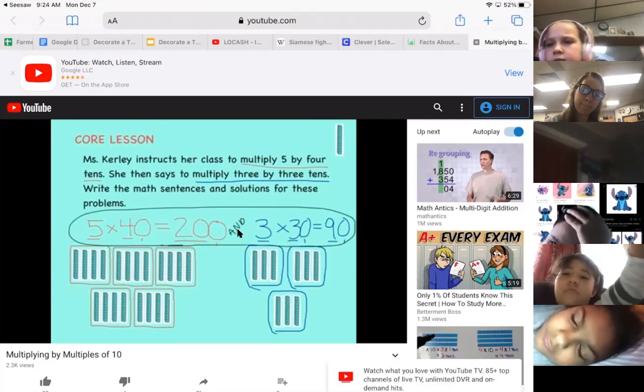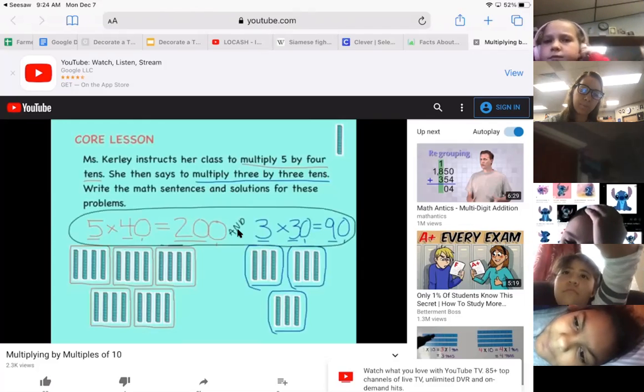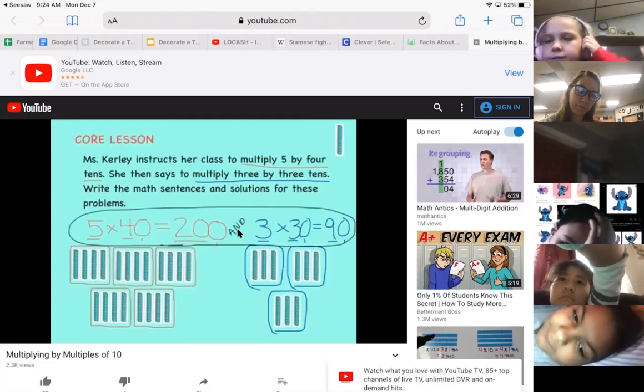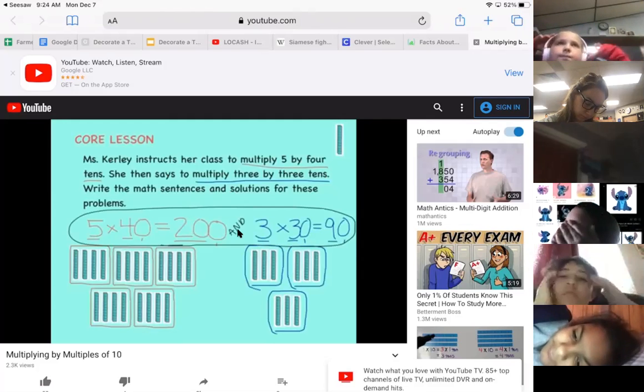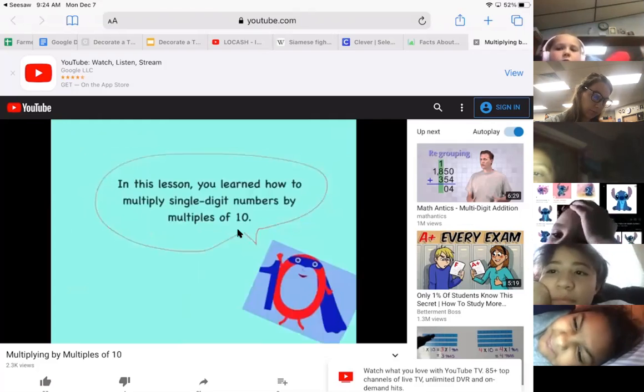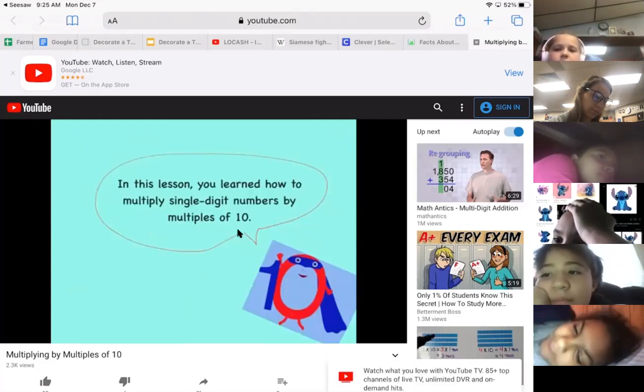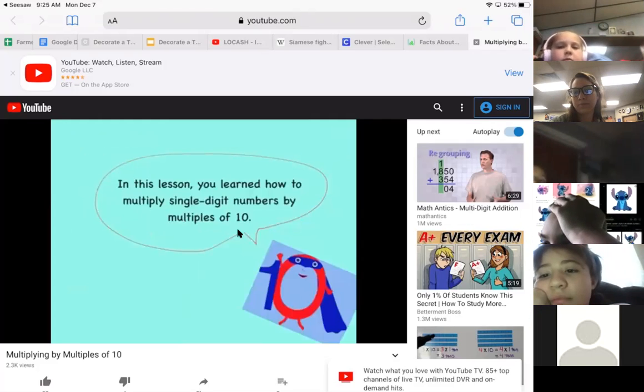The math sentences that Miss Curley asked her class to write are 5 times 40 equals 200, and 3 times 30 equals 90. In this lesson, you learned how to multiply single-digit numbers by multiples of 10.